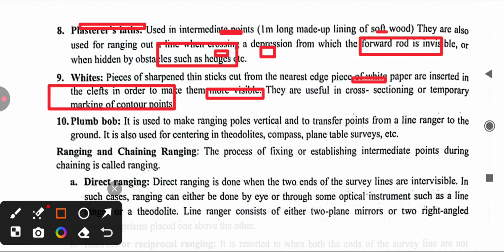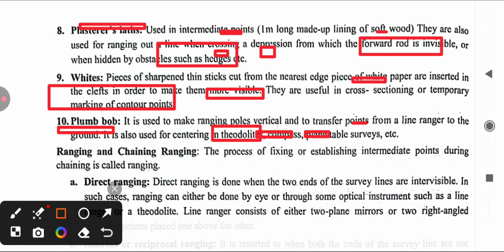Okay, plumb bob. It is used to make ranging poles vertical and to transfer points from a line ranger to the ground. It is also used for centering in theodolite, compass, and plane table survey.